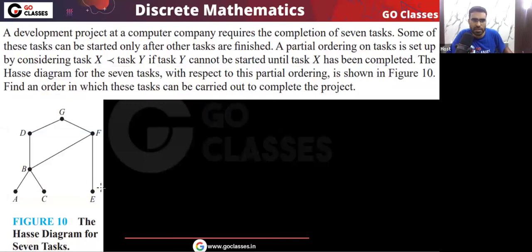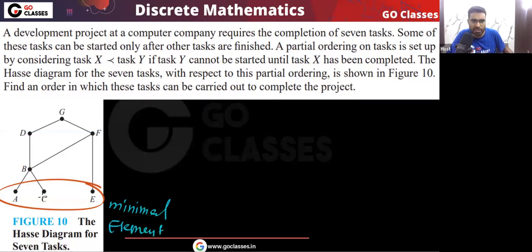And remember, these are the minimal elements on your screen: A, C, E. These are the minimal elements because they have no incoming edge. No element is related to A, no other element is related to C, and there is no incoming edge in E. So finally, the question is asking to find an order. You don't need to find all the orders, but you can find an order. For example, this order you can do.